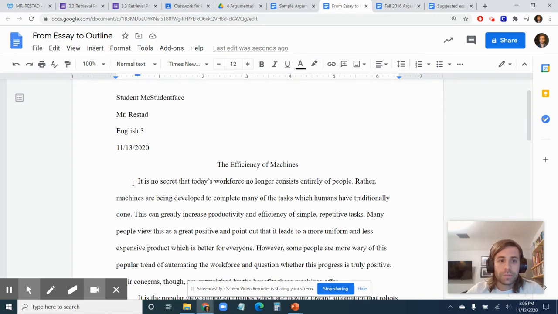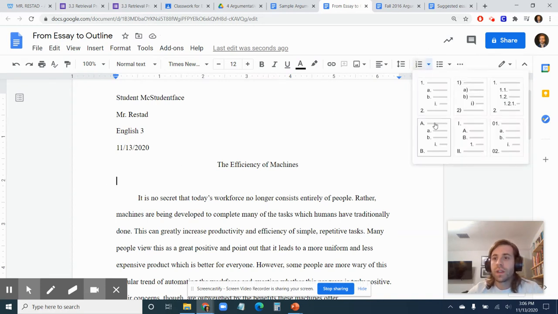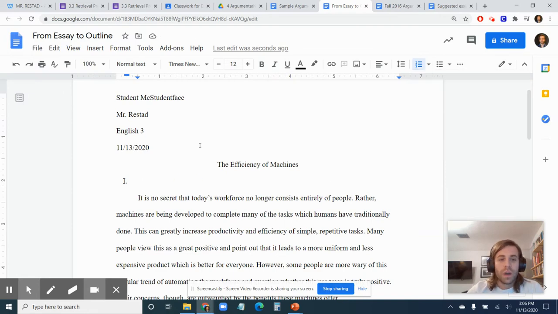So to get you started, what I would do, you're going to press enter after the title, press backspace to get our cursor sitting over here. And then we're going to use this numbered list tool. It doesn't really matter which one you use, but I like this one because it has these Roman numerals, the letters, and then the Arabic numerals.